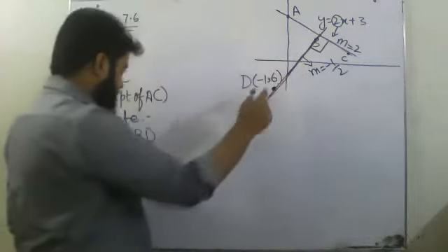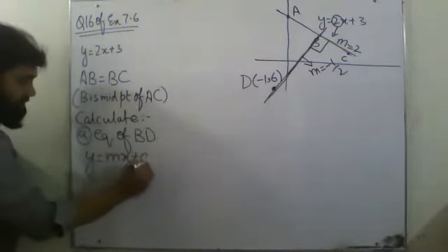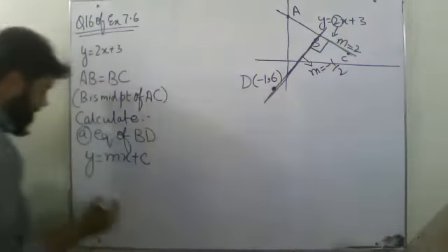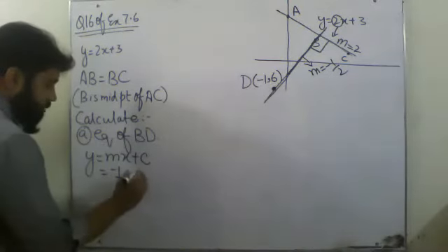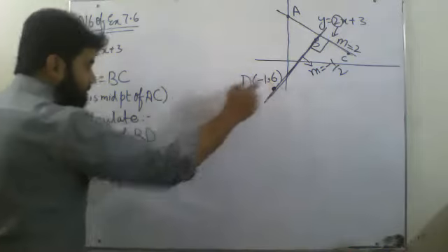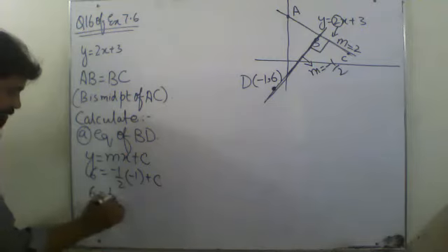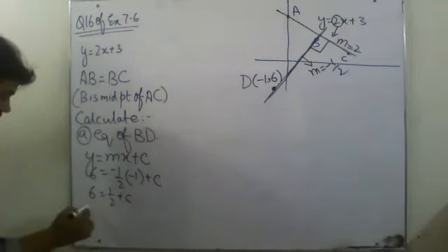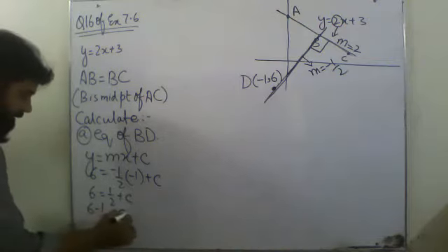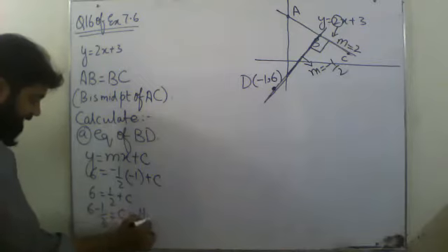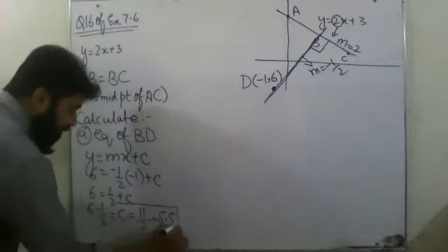I can form the equation of the line, y equals mx plus c. What is m? Minus half. What is x? Minus 1, plus c. And what is y? 6. So simplifying it, 6 equals 1 over 2 plus c. Shifting it over here, 6 minus half equals c. When I simplify it, my final answer is 11 over 2 or 5.5. That is my value for c.